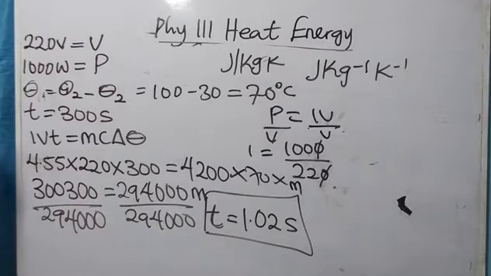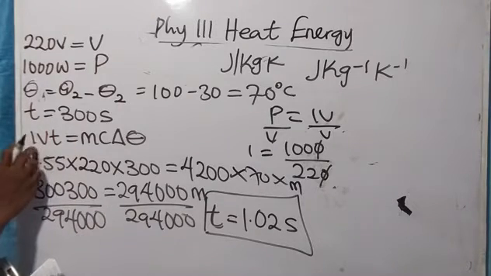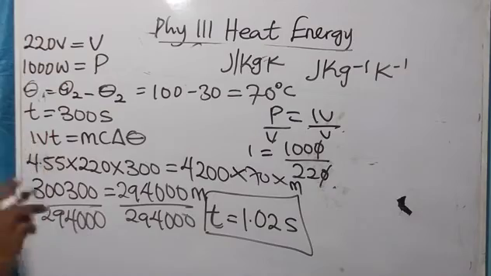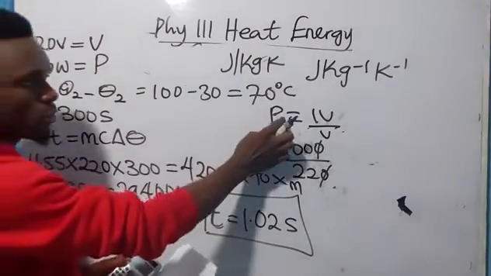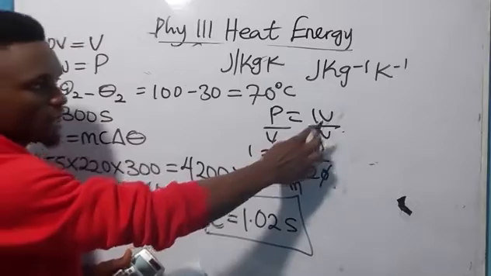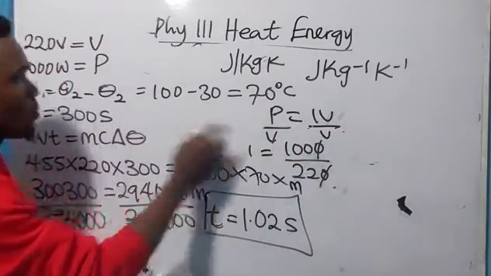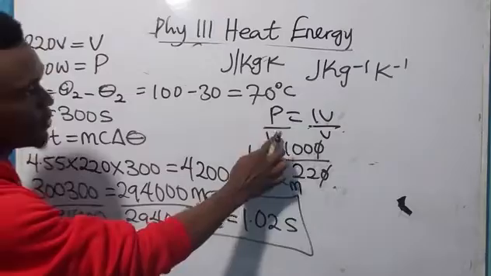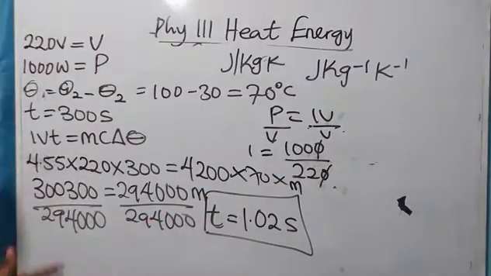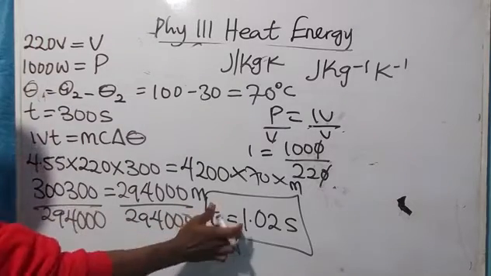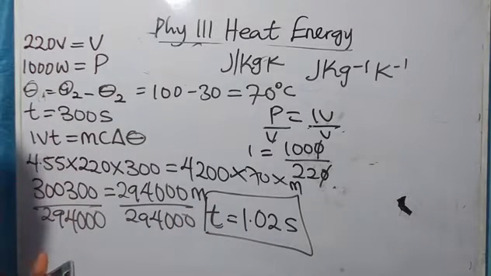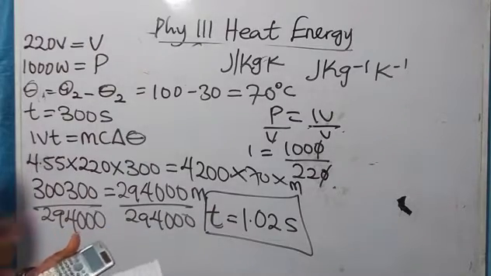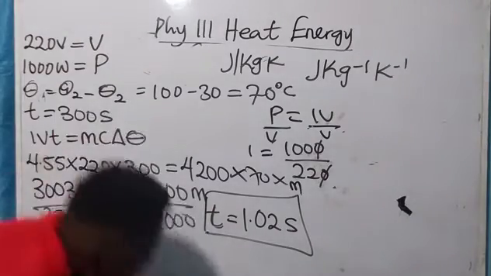From a question, you can deduce the formula that you are to use. It is very, very important. So please, if you were not given current, you look for the value of current. In doing that, you make I the subject, having P over V. Power is 1,000 and V is 220. Substitute and you get your answer. I believe this one is understood.